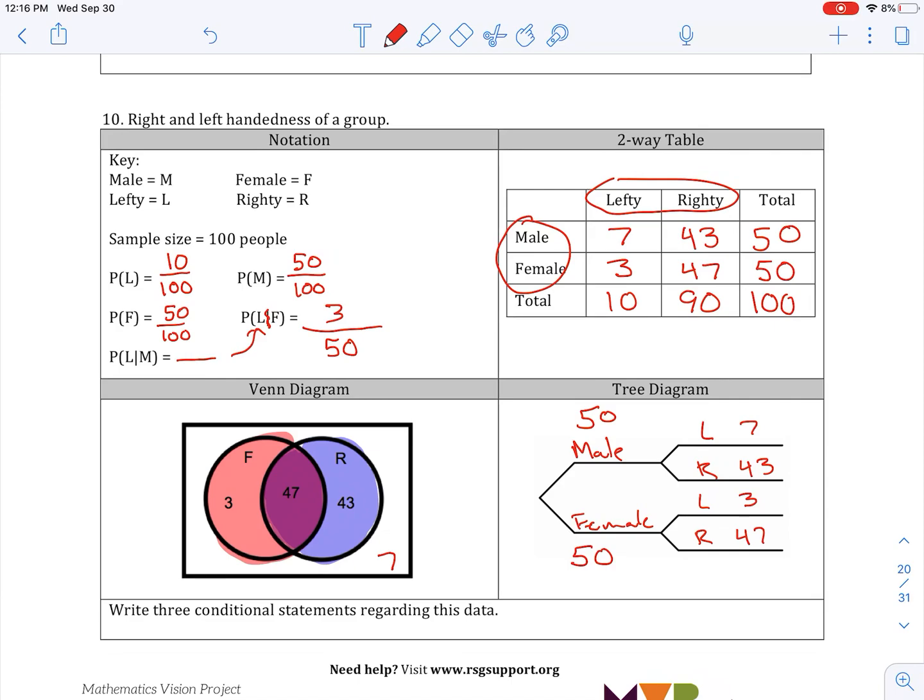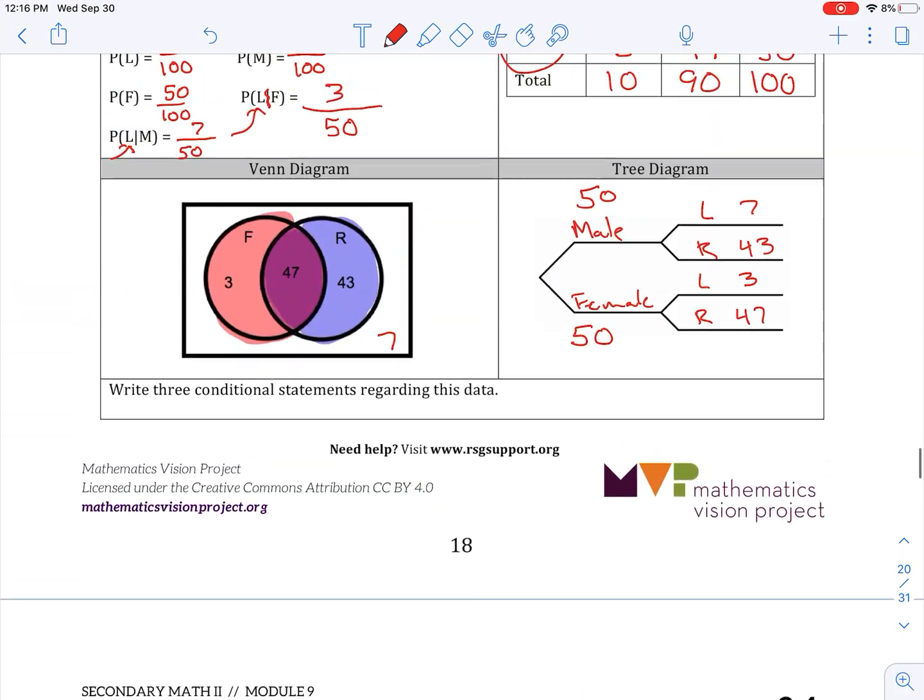Probability of lefty given male. How many males are there? That's my denominator. Of those 50 males, how many of them are lefty? That's 7. And now we're done with that one.